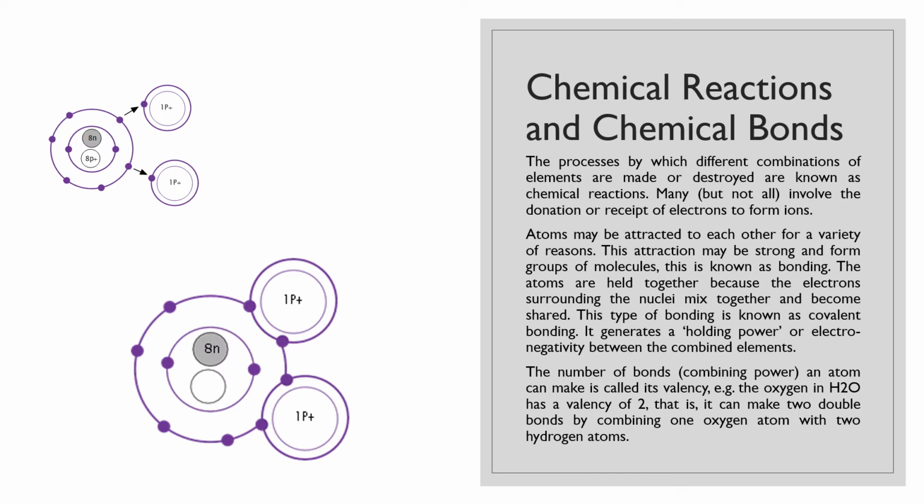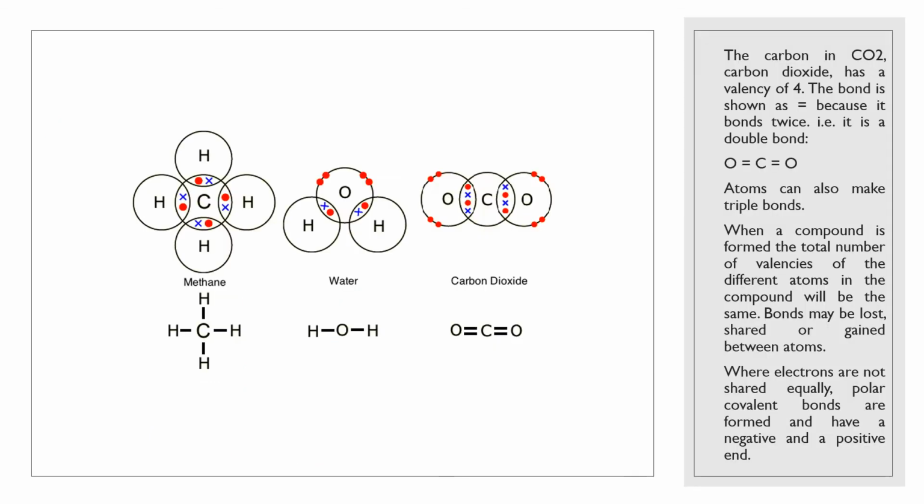The number of bonds, which is the combining power an atom can make, is called its valency. For example, the oxygen in H2O has a valency of 2. That is, it can make 2 bonds by combining 1 oxygen atom with 2 hydrogen atoms. The carbon in CO2, carbon dioxide, has a valency of 4. The bond is shown as an equal sign because it bonds twice. That is, it is a double bond.